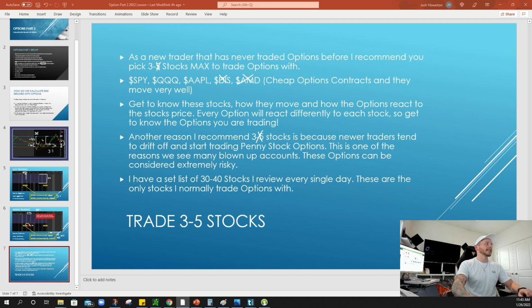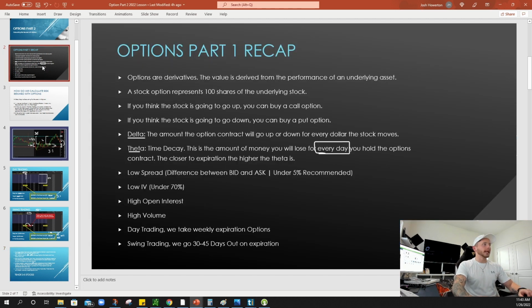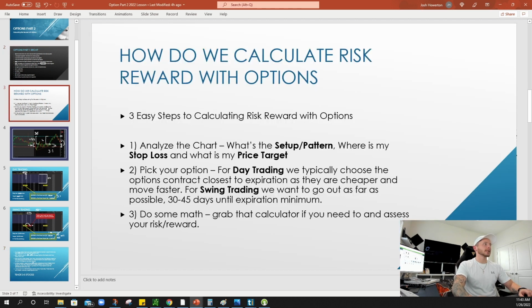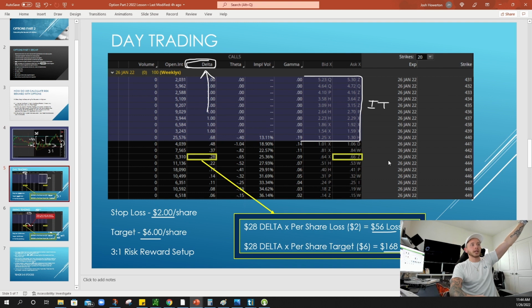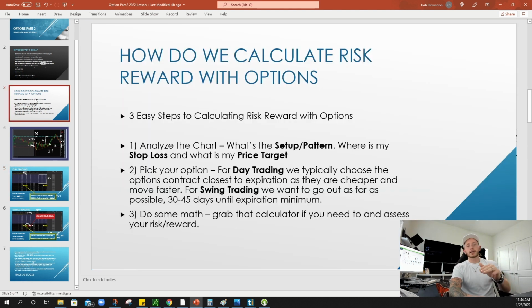All right? So again, team, recapping last week, some of the basics about options, and really today's point was how to calculate that risk reward with options. Again, analyze your chart, step 1. Pick the option, step 2. Do some math, step 3. Three simple steps to calculate your risk reward with options, team.